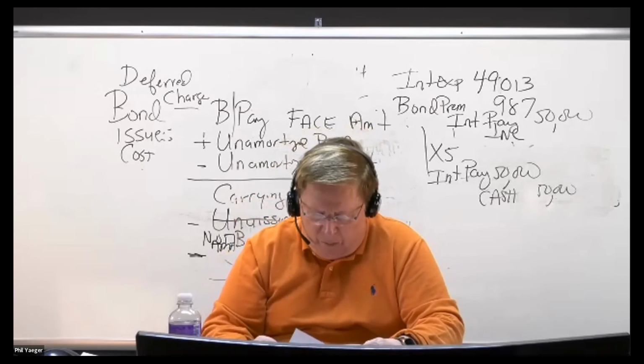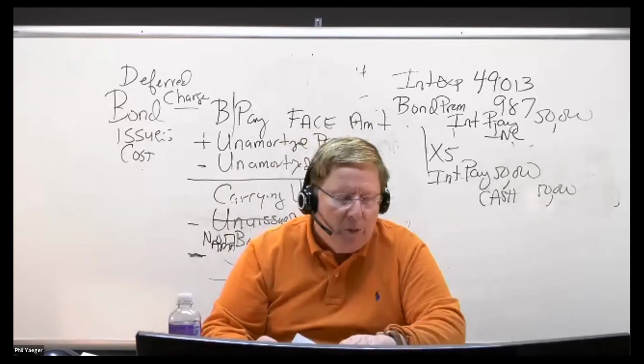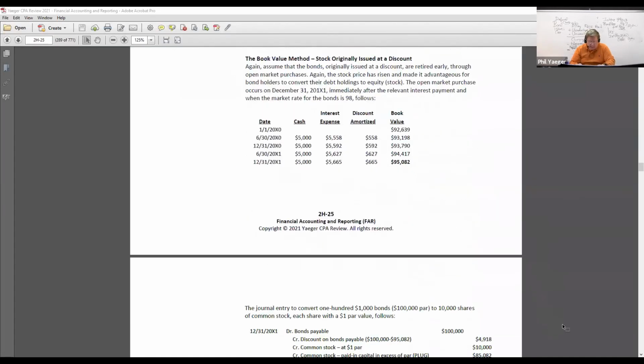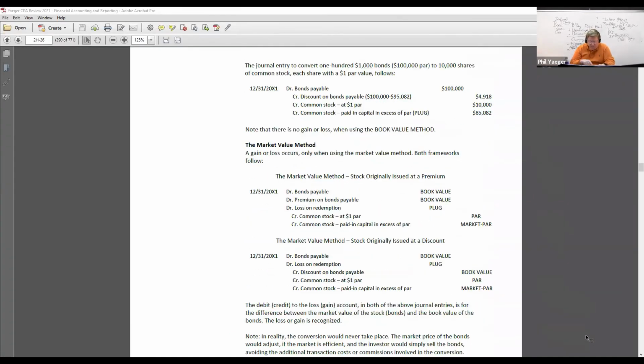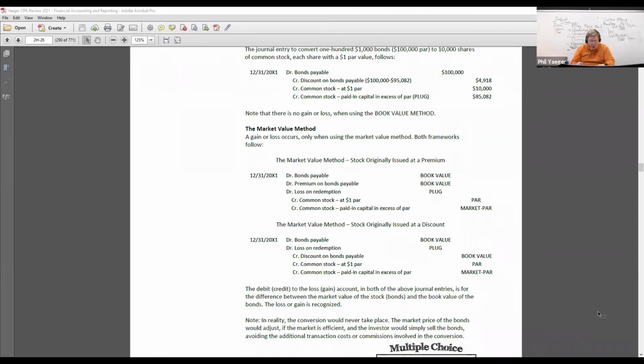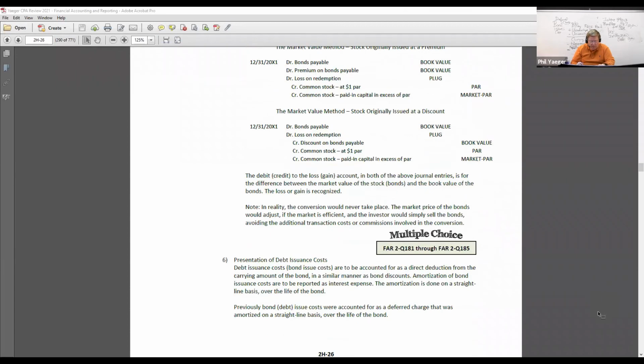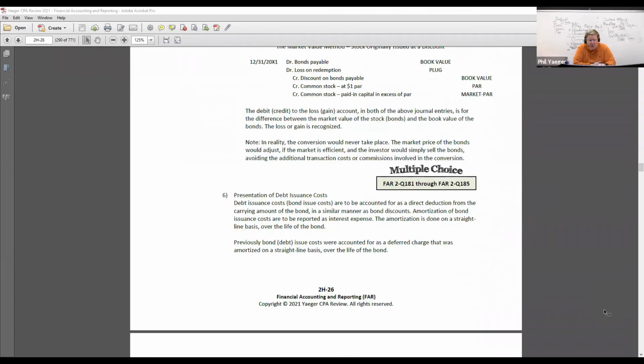All right. On page 2H26, it says here, presentation of debt issuance costs. I just wanted you to see this. Go down a little more, Sonny. Thank you. Debt issuance costs, bond issue costs, are to be accounted for as a direct deduction from the carrying amount of the bonds in a similar manner as bond discounts. Amortization of bond issue costs is to be reported as interest expense.